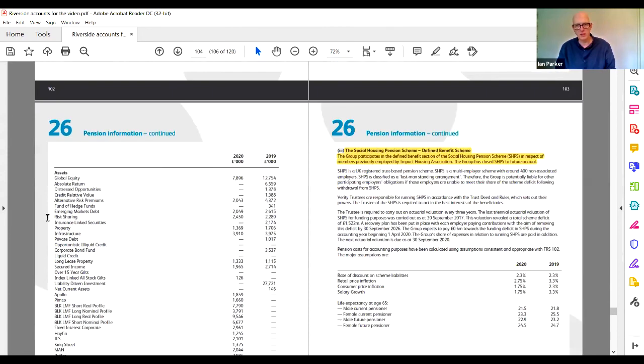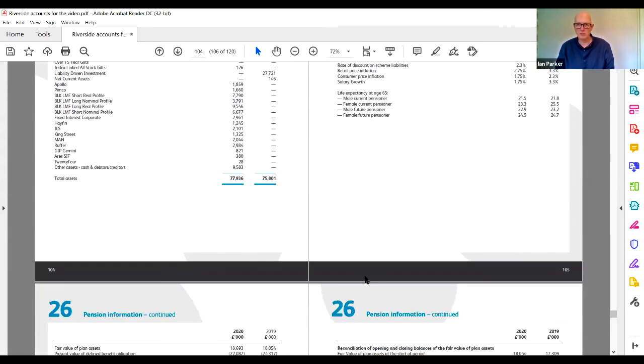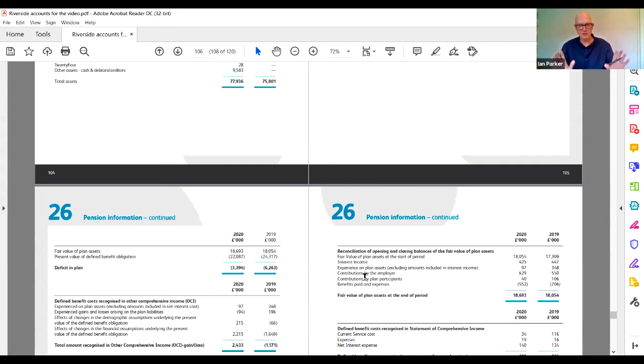It's worth knowing that if you're thinking of moving from an organisation and you're in a defined benefit scheme, you want to know what type of pension scheme you would be allowed access to. That's all I want to say.